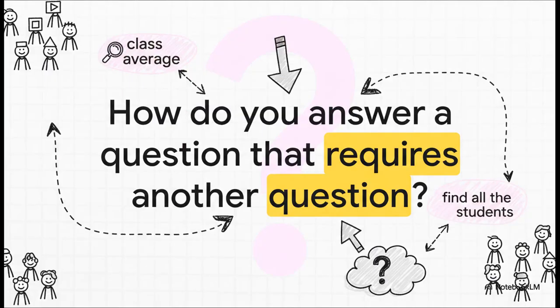If I asked you, hey, find all the students who scored above the class average, what's the very first thing you have to do? You can't answer the main question until you know the class average, right? You have to answer that first. Well, that little question you answer first, that's the whole idea behind a subquery. It runs, gets an answer, and feeds it into your main question.